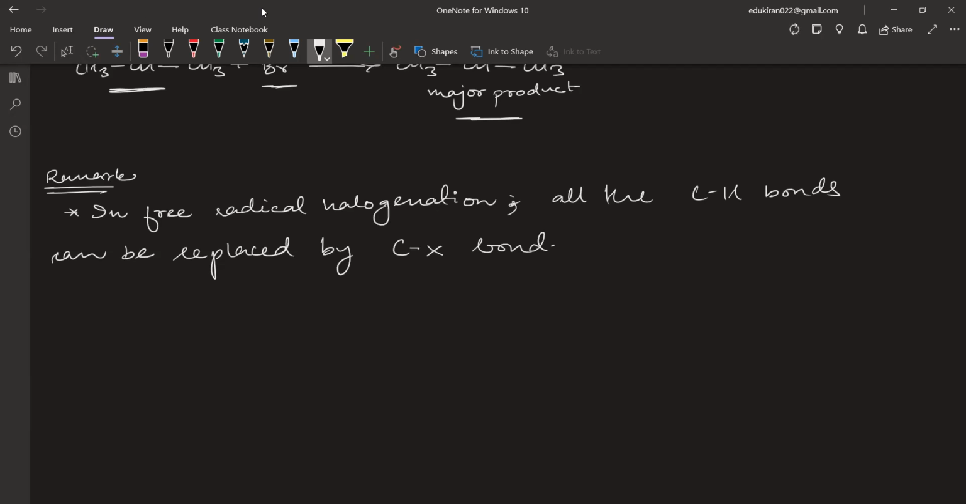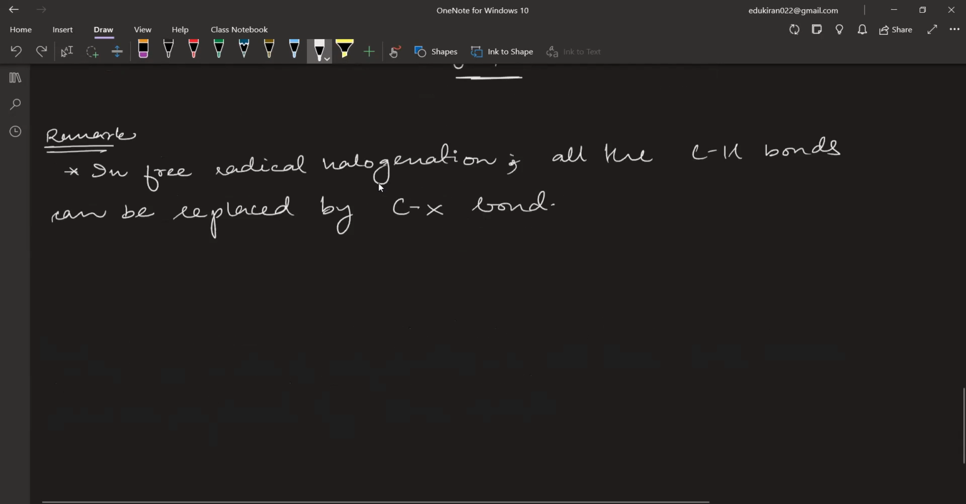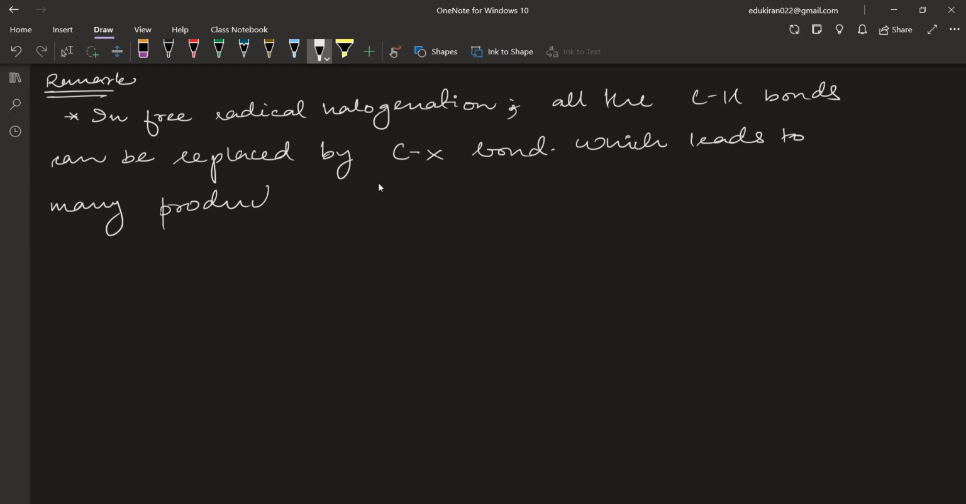It is not that because this is the major product, you will write only this product. Okay, that's not the case. There will be many products. You can write that this is the major product, but there will be many products. That means in free radical halogenation, what happens? All the CH bonds can be replaced by CX bonds, right? Which leads to many products.